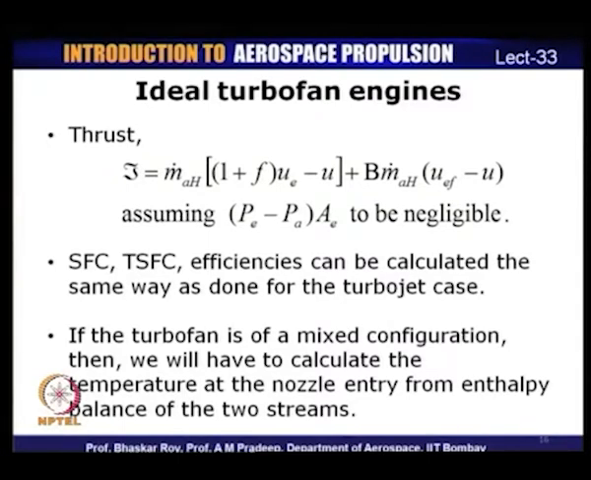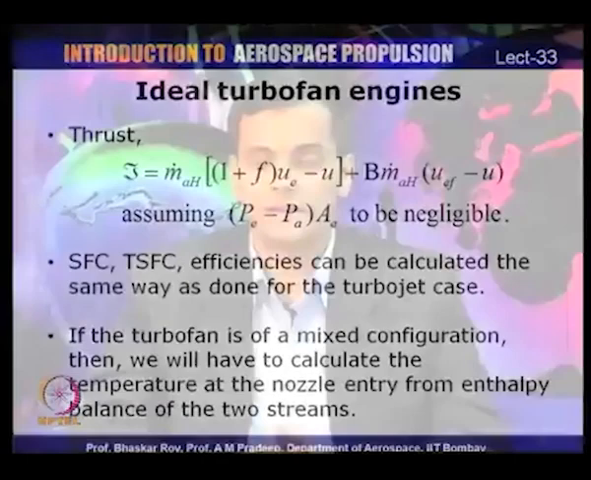Now, if the turbofan consists of a mixed configuration, that is, the two streams mix and there is only a single exhaust nozzle, then there is only one nozzle which generates the thrust. So, in this case, the difference in the cycle analysis comes only at the nozzle entry. How do you find the temperature at the nozzle entry, which is not equal to the turbine exit temperature, because there is a bypass duct mass flow which mixes with the turbine exhaust mass flow?